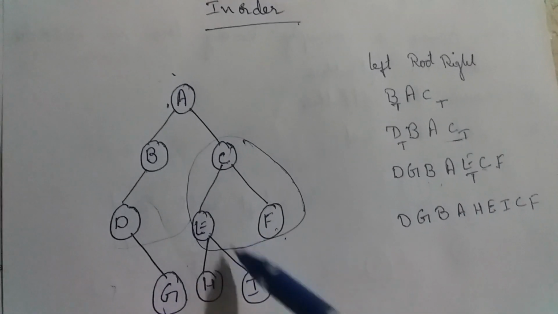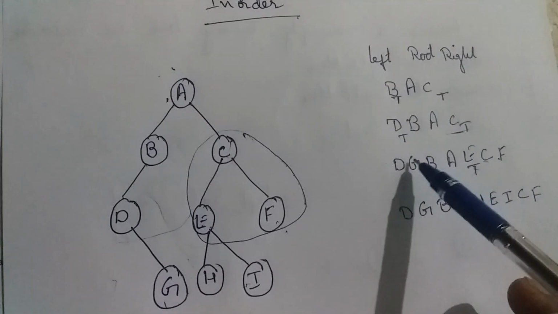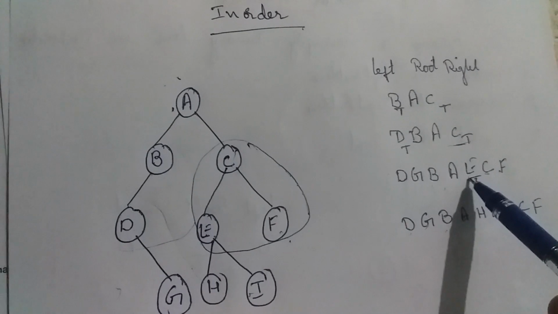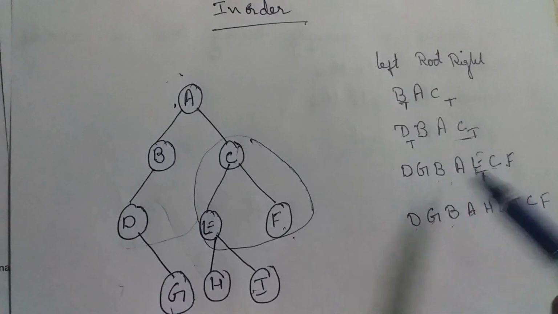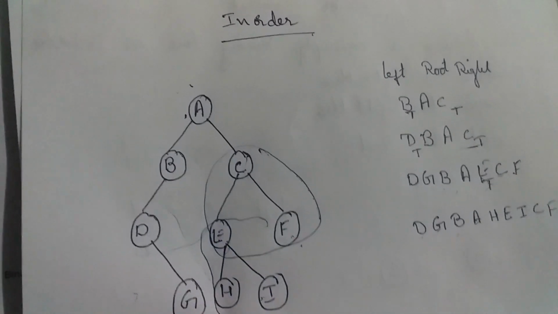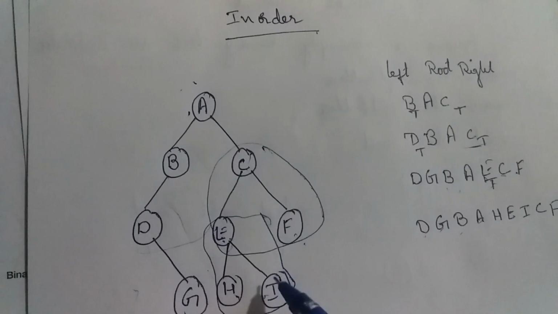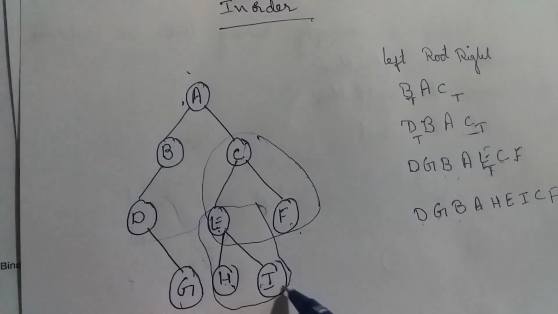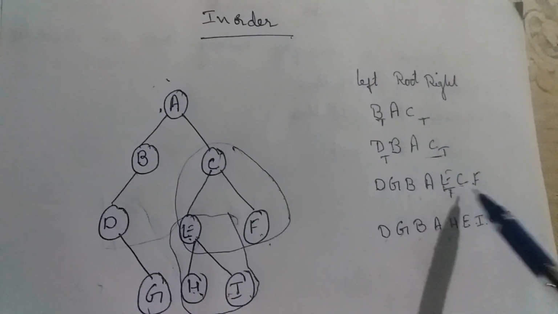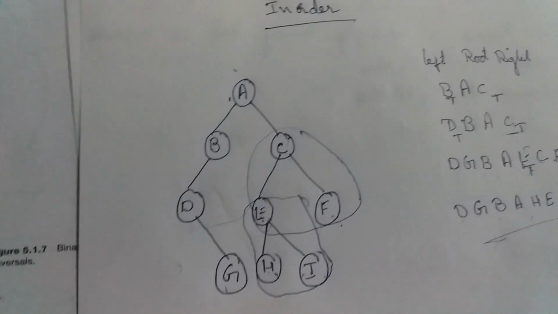So E is to be traversed one more time, so I have written T here, ET. Then D is copied, G is copied, B is copied, A is copied. For node E I have to traverse one more time. So if I consider this node E, left, root and right, H, E and I. Then C is copied and F is copied. This is the in order traversal.